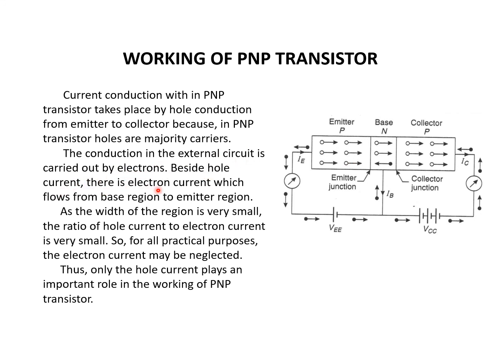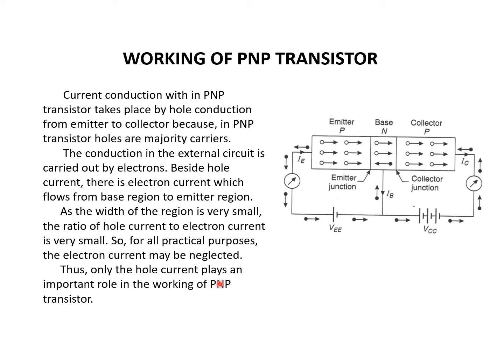Besides hole current, there is electron current which flows from base region to emitter region. From base region to emitter region, electron flow is also there, but however, it is neglected. As the width of the region is very small, the ratio of hole current to electron current is also small. So for all practical purposes, electron current may be neglected.